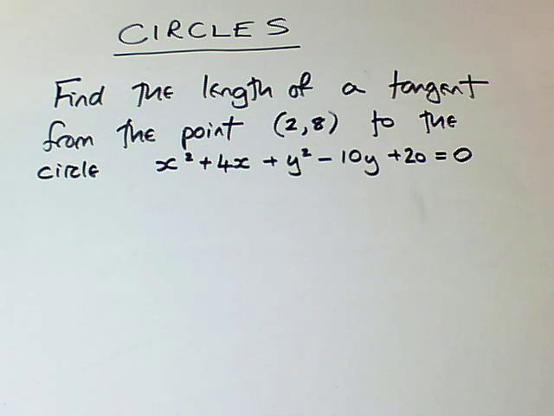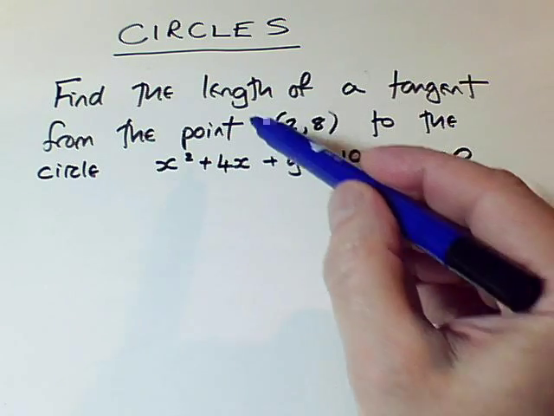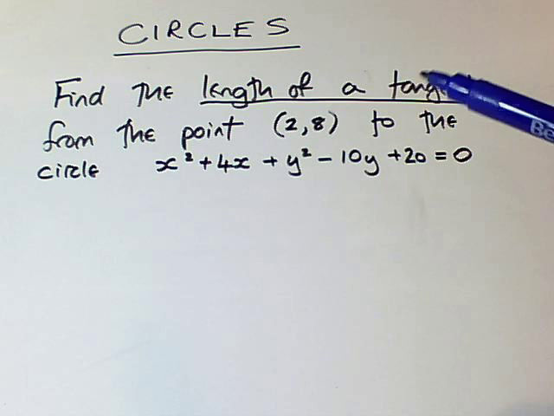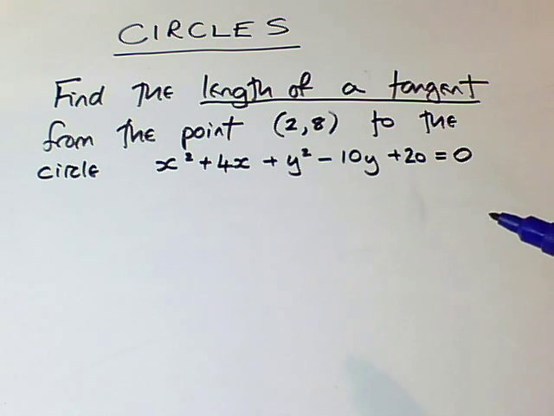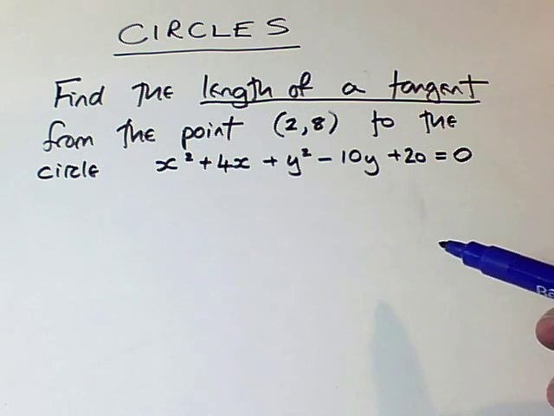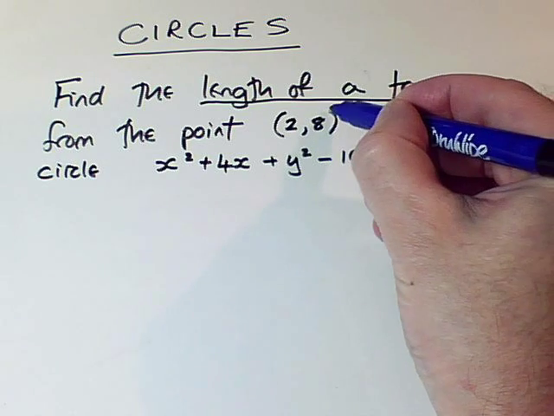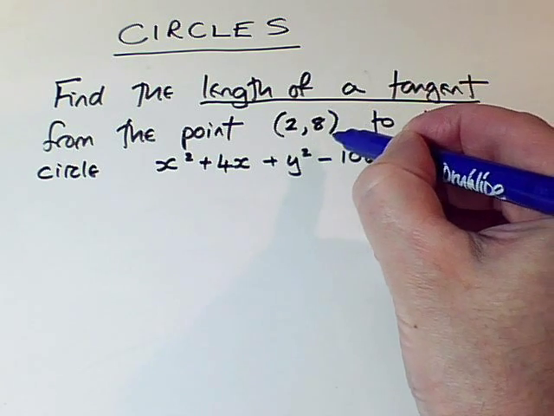Okay, here's a particular kind of problem that comes up quite a lot, so it's worth learning as a set piece. I've got a point, I've got a circle, I want the length of the tangent, not the equation of a tangent, a length of a tangent, okay? And this point is not on the circle. In fact, we hope it's somewhere outside the circle.